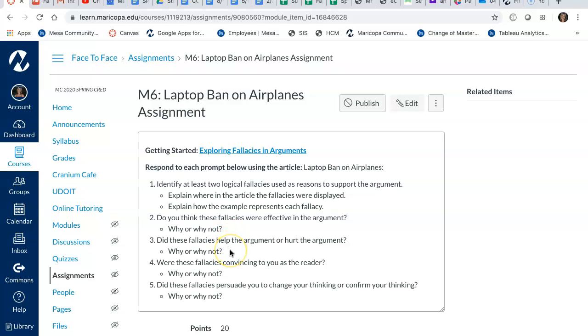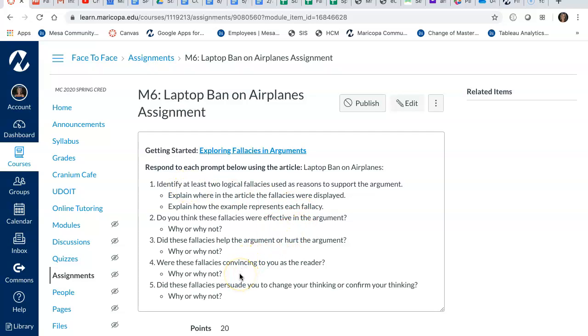Then for question 3, I'm not looking for whether or not they were effective. I want to know if you, as the person reading it, found that those fallacies helped the author's argument or hurt the author's argument? Again, I want specific answers for the 2 fallacies you chose. So for question 3, you should be talking about the 2 fallacies from question 1. So you can see that questions 1, 2, and 3 are all related because questions 2 and 3 go back to what you answered for number 1. So make sure you take your time on question 1.